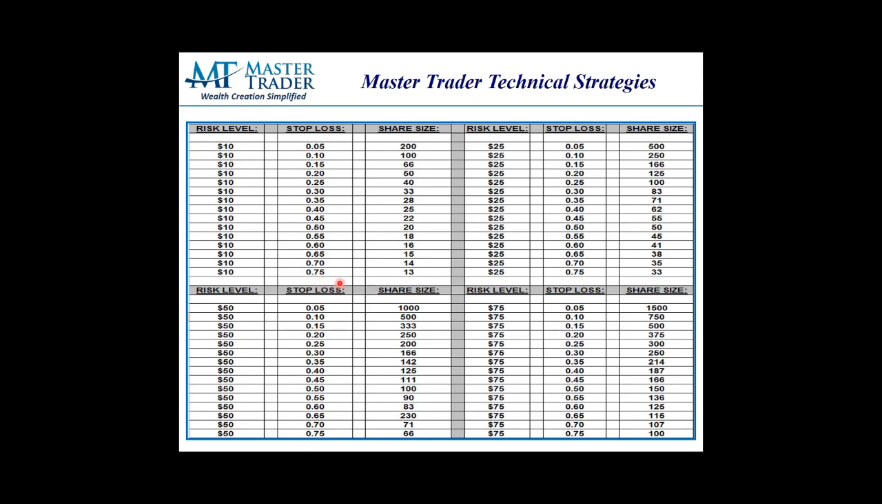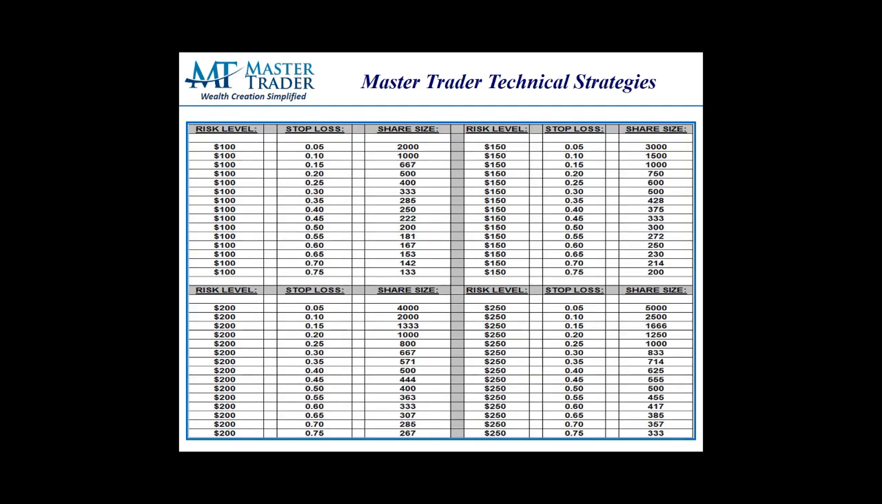But this gives you a guide very easily to say, whatever I'm risking here, I know that I need to adjust my share size to whatever it is that you're going to decide to do. And here is another one. So $100, $150, $200, $250. We did the 3. The calculation is very simple, which I already showed you. But here are some guides as to exactly what it is for these different risk levels.